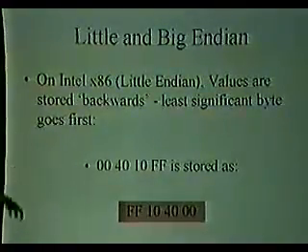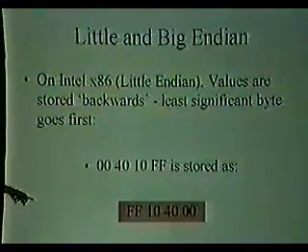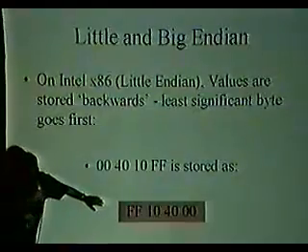So, okay, the least significant byte goes first. I think everybody can understand this, right? It's just backwards. So I'm going to store an address somewhere. I actually do have to store it this way on an Intel processor. I have to store it in this reverse form here.